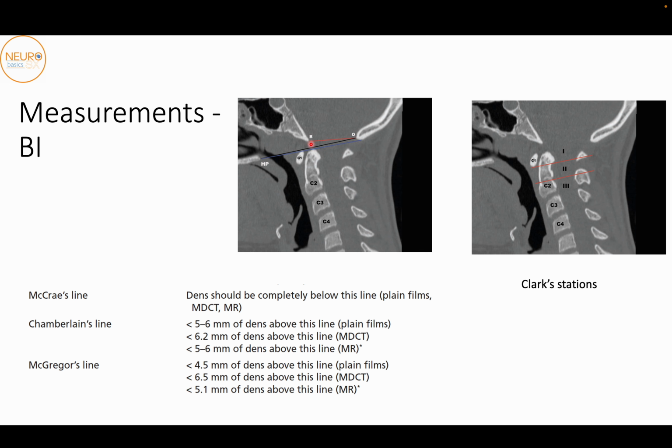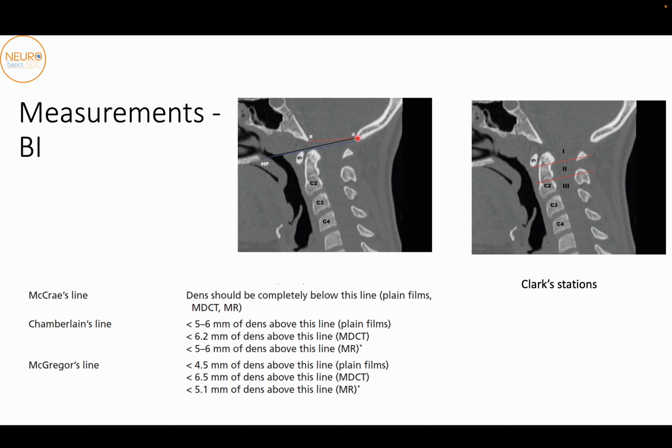And the McRae's line is drawn from the basion over here to the opisthion, right? So opisthion is literally the most pointed area of the posterior border of the foramen magnum over here. So you go into the midline, identify the lowermost portion of the clivus and the most pointed area of the posterior border of the foramen magnum. Join these two, the dens should definitely lie completely below this line, right?